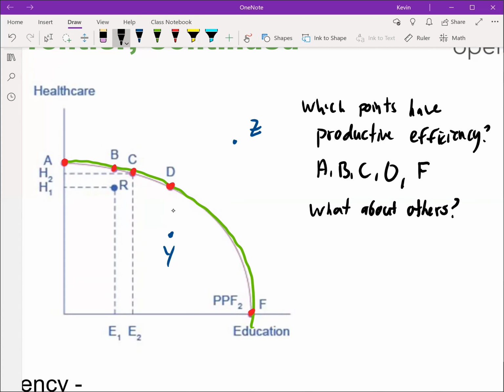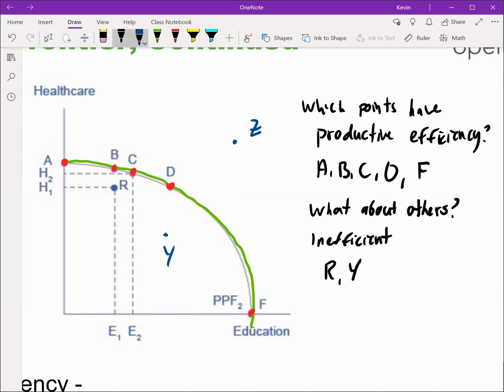So we have two types of points. The first we mentioned were our inefficient points. And our inefficient points are these two that are underneath the production possibility frontier. So we have R and Y. And for each of these points, we see right at Y, if I wanted to, I can have more people in education, or I can have more people into healthcare, or some combination of the two. Right, I have people to move around. And same thing with R. I can put more people into either field or some combination of the two.